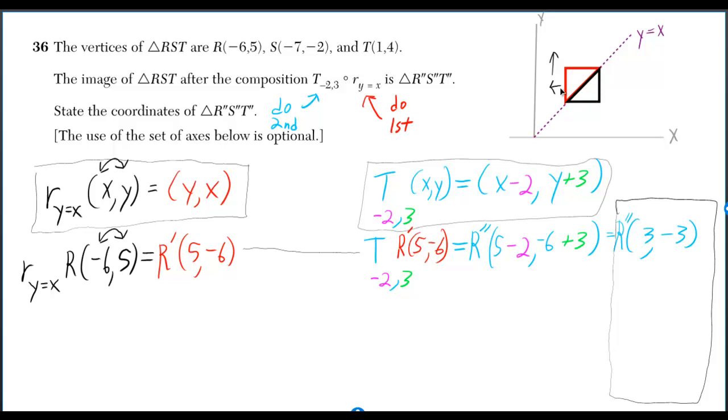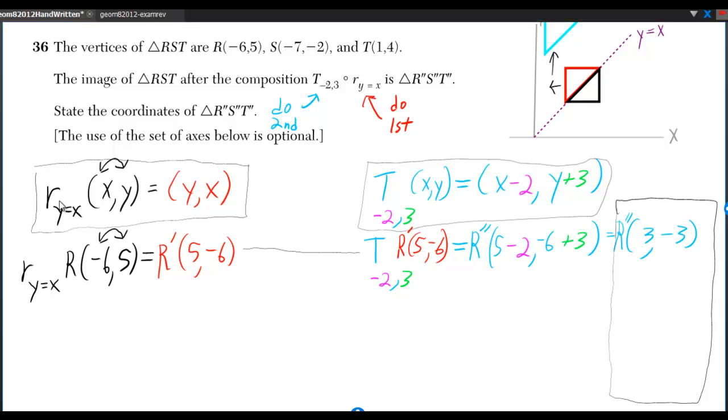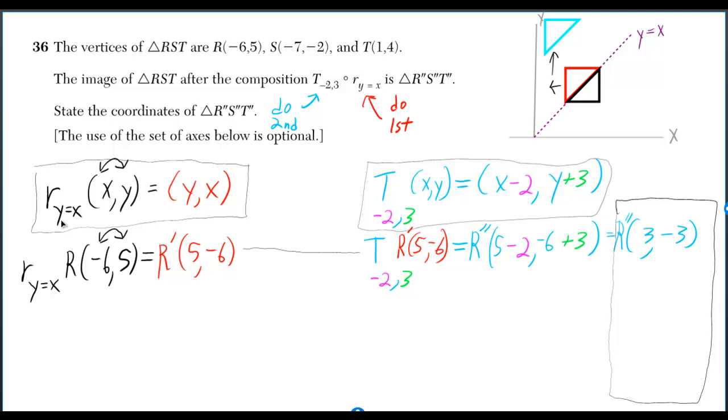Then we can move that triangle left and up and get another image. So you can read this as a translation applied to the reflected image, which means we do have to do the thing on the right first. But we don't need to graph it. We can use a formula for reflecting across y is equal to x, where you just switch the x and the y. So (x, y) becomes (y, x).